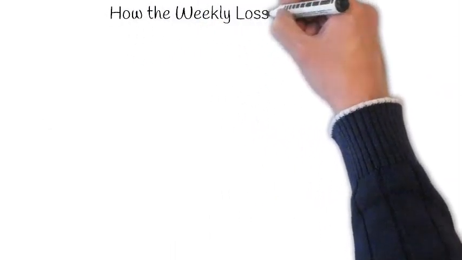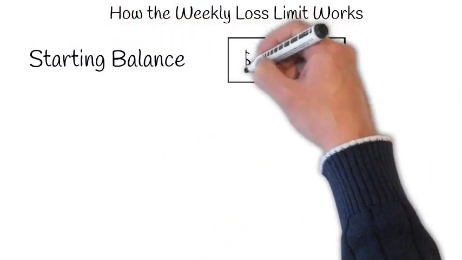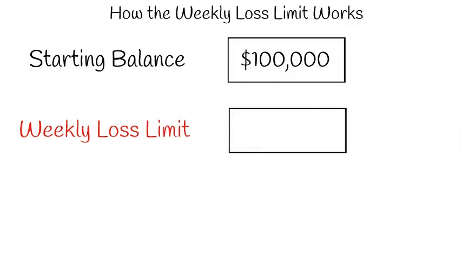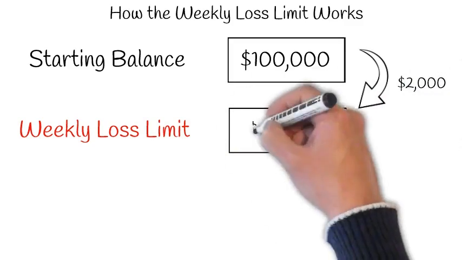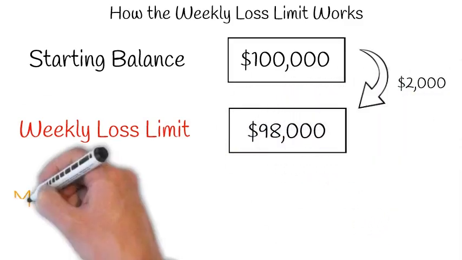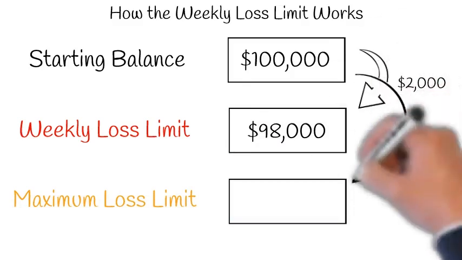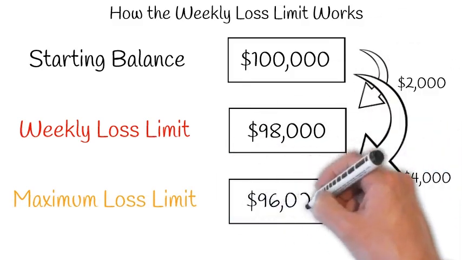Now, the best way for me to explain to you how the weekly loss limit works is to give you an example. Now, the 100K account, our most popular account, the starting balance is $100,000. The weekly loss limit, well, it's $2,000 at $98,000. The maximum loss limit, well, that's $4,000, and that comes in at $96,000. These are the limits you need to adhere to.